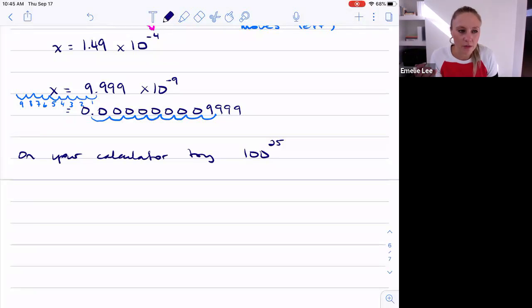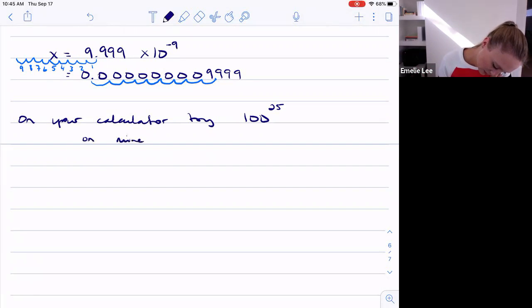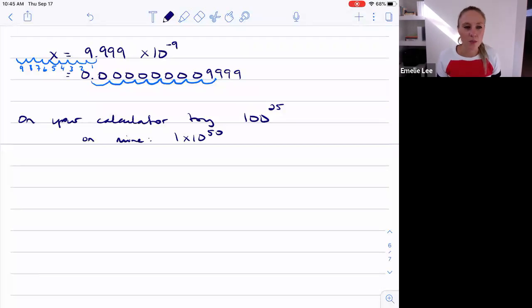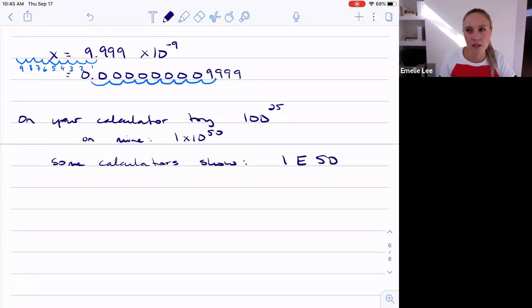So sometimes it'll give you the scientific notation. So on mine, I get 1 times 10 to the power of 50, but I know some calculators, well, some can't handle it. So some calculators show 1E50 to mean that same thing, or even just 1 with a space of 50.